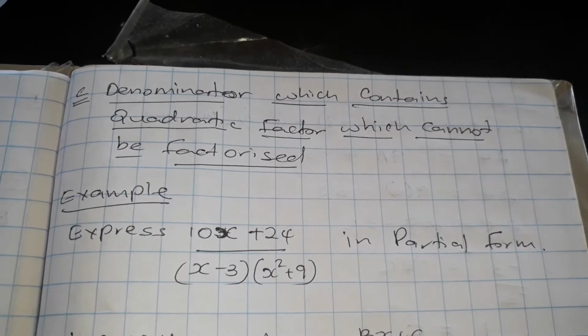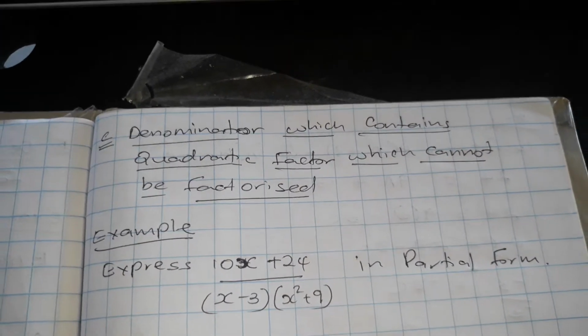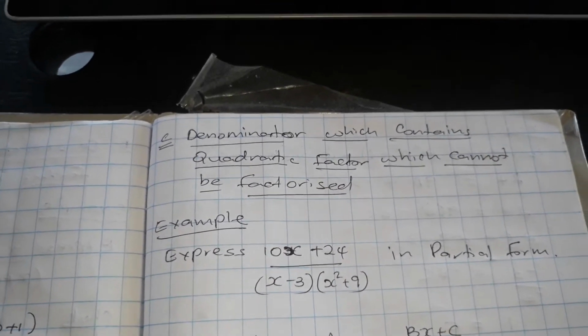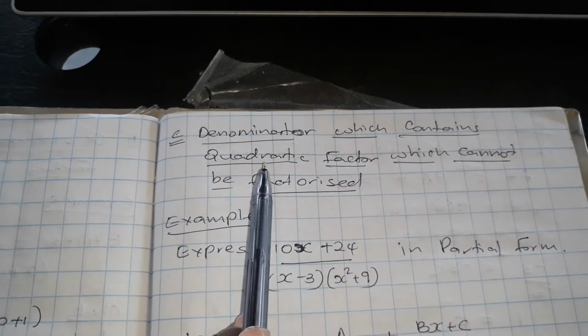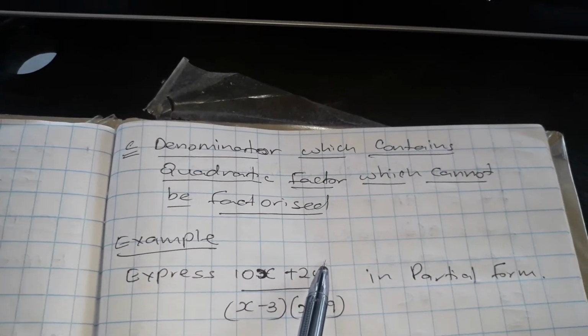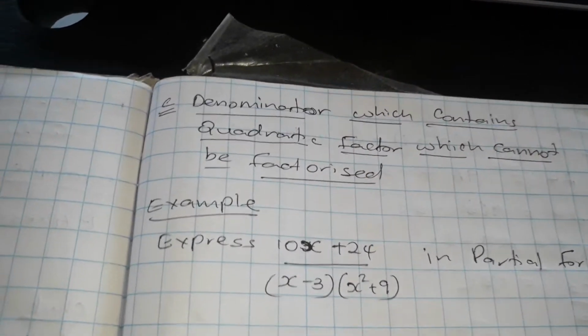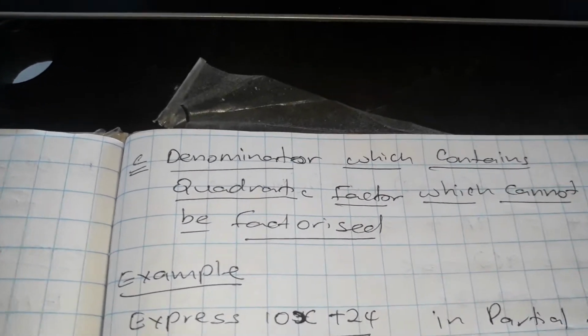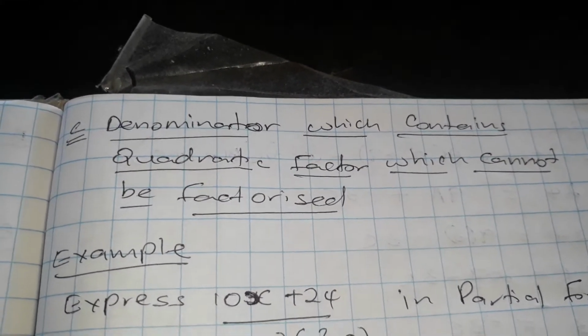Okay, we are going to look at case 3 of partial fractions. Case 3 says that the denominator contains a quadratic factor which cannot be factorized. Normally we are able to factorize quadratic expressions, but in this case it should be a situation where we cannot factorize, right?